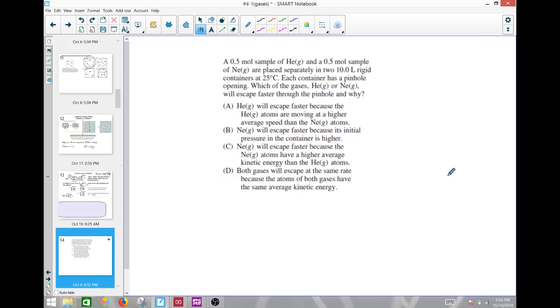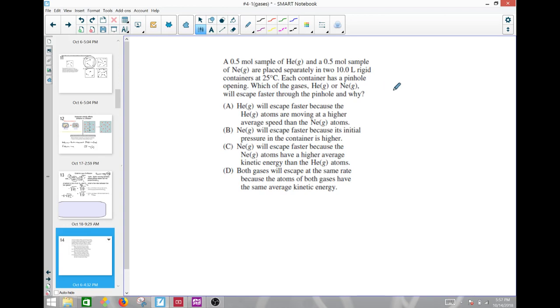A 0.5 mole sample of helium and a 0.5 mole sample of neon are placed separately in two 10-liter rigid containers at 25 degrees Celsius. Each container has a pinhole opening. Which of the gases, helium or neon, will escape faster through this tiny pinhole, and why? Again, take a moment, pause the video, and take a look.